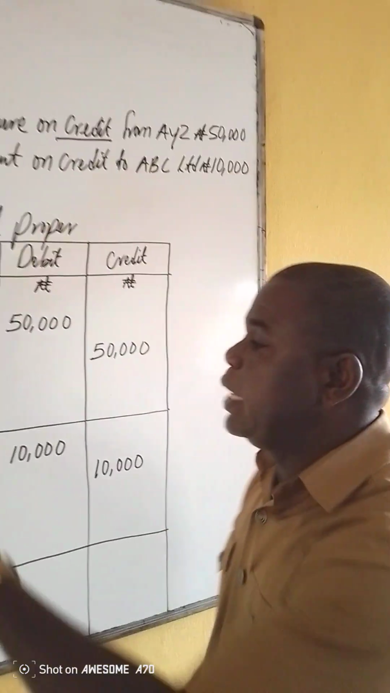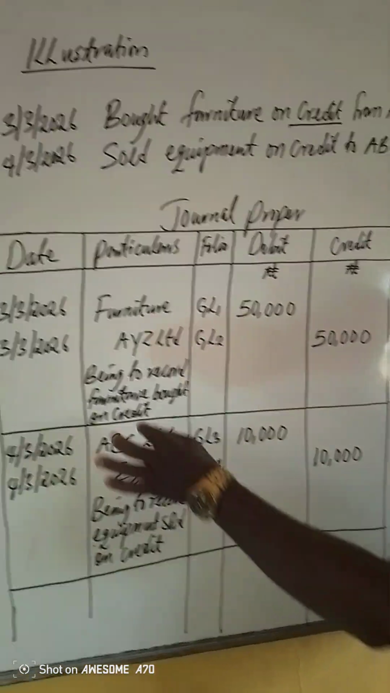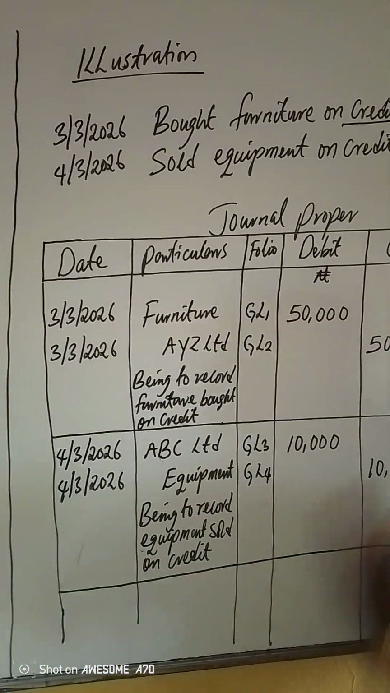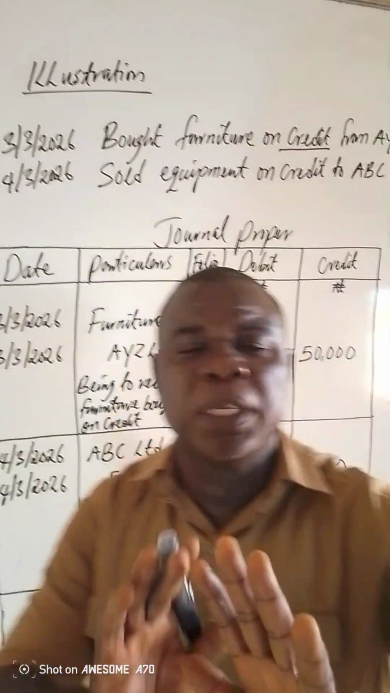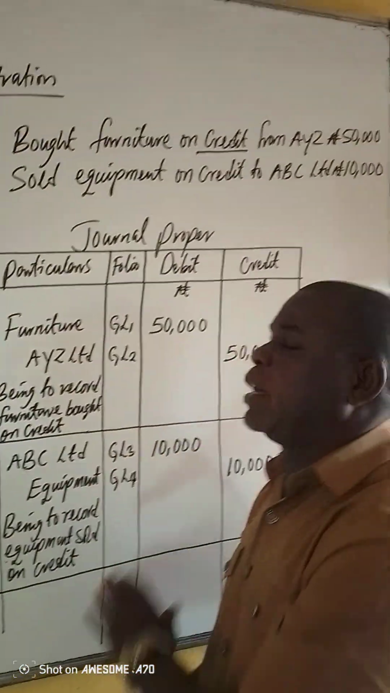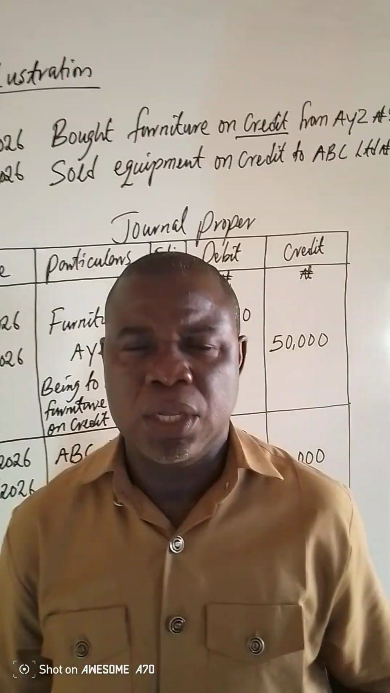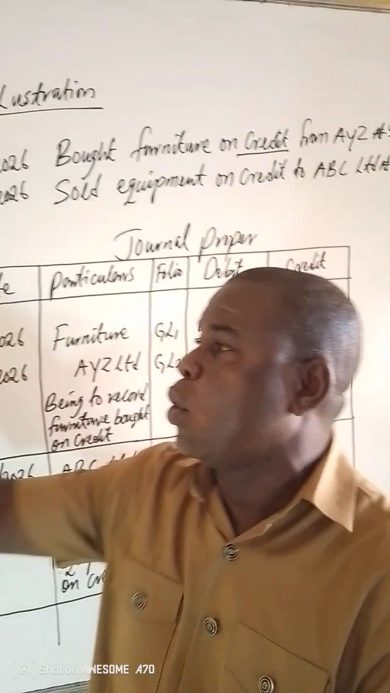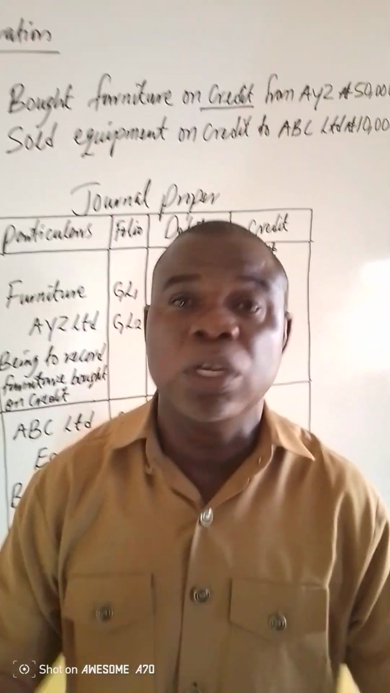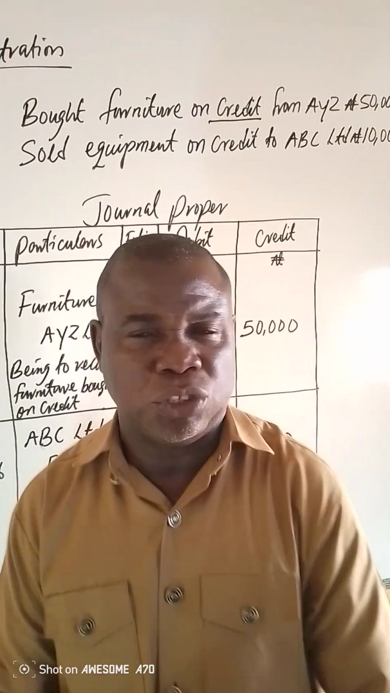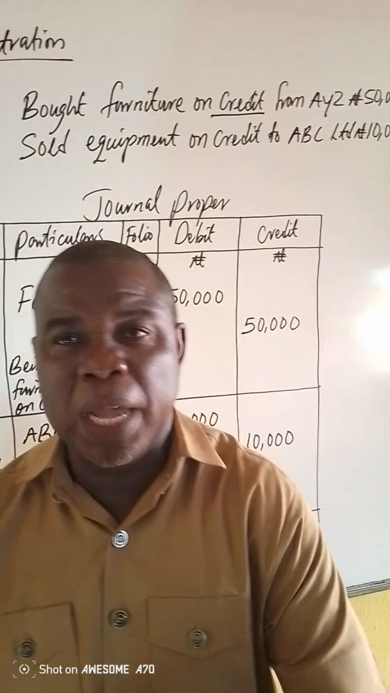That is why there is what is called narration. The narration must start with the word "being", to record what happened. As you are writing the narration, it must be clear and short. Don't make it long. Don't take the whole transaction and start copying it back. No. The rule is that the narration must be brief, clear, and precise to explain what happened.